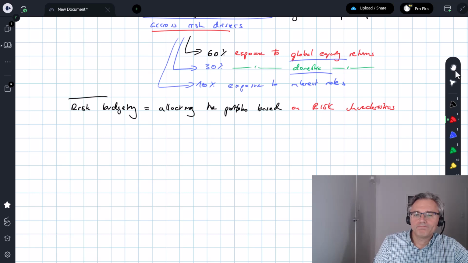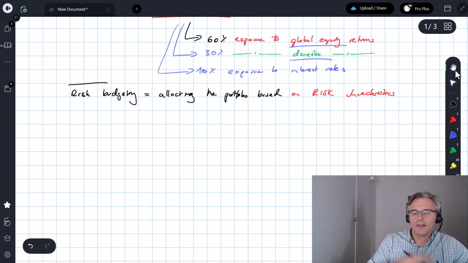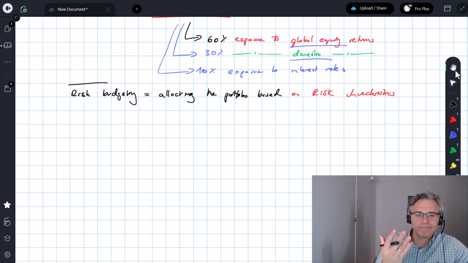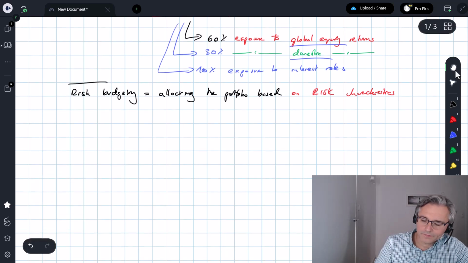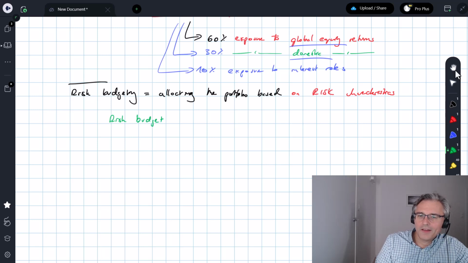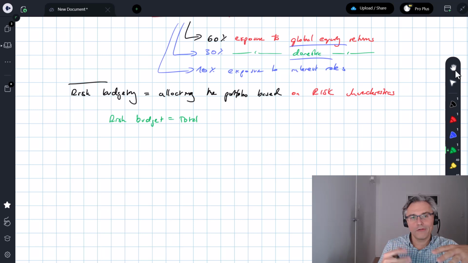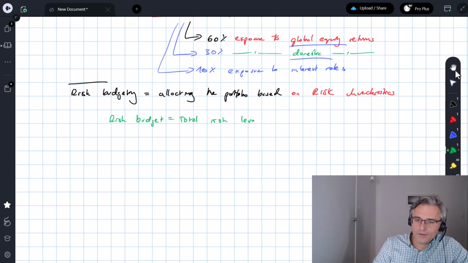Okay, so how do we determine this allocation, or how do we think about the risk budget? Well, the risk budget is the total level of risk that we have an appetite for, or which is tolerable at the organizational level. So a total risk level, or actually risk limit, for the organization as a whole.